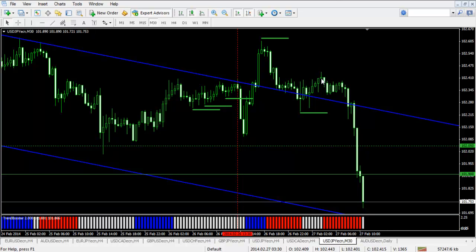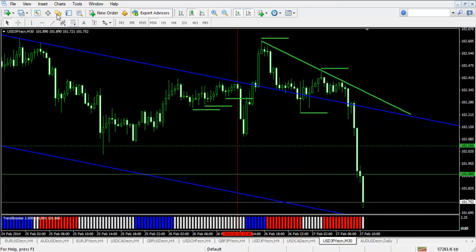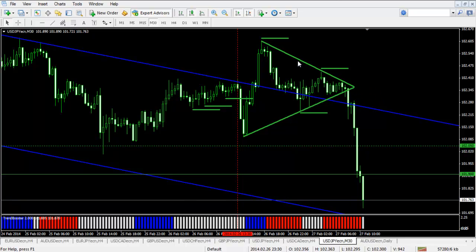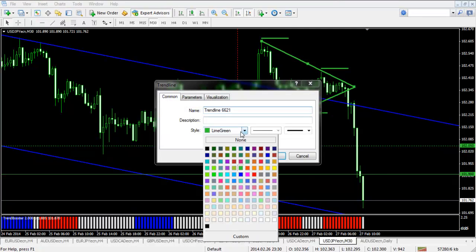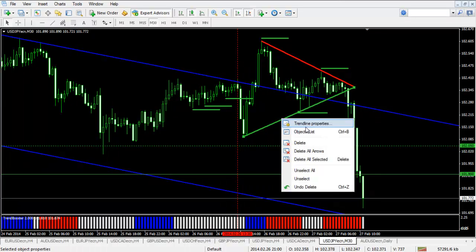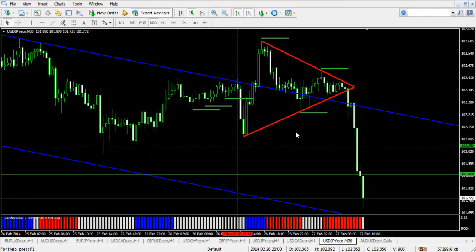Now at this point, you may be getting a bit frustrated. Price may be moving you around a little bit, giving you some mixed signals, but take a look at exactly what's taking place here. If we were to insert a couple of trend lines, you'll notice something starting to take shape. Let's just change the color of this trend line. Now take a look at that.